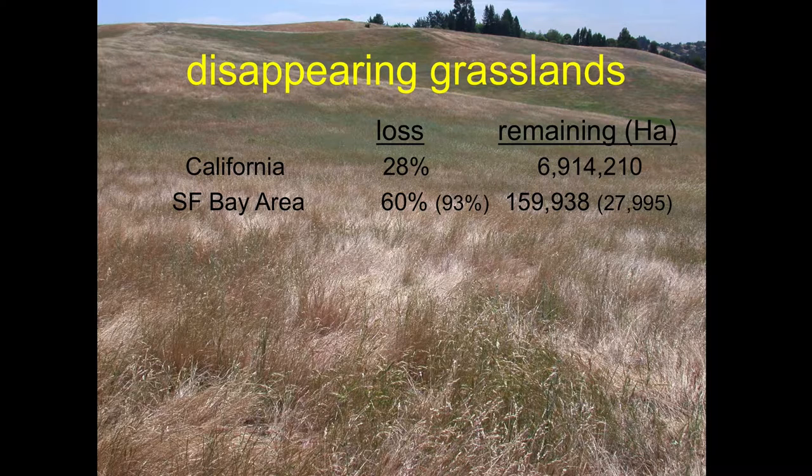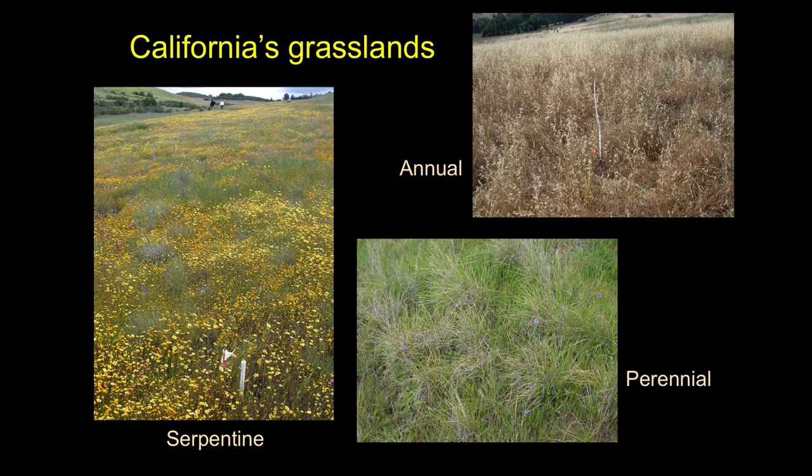If we talk about grasslands that have a relatively high proportion of native species, native grasses, et cetera, we've lost 93% of the historic range in and around the San Francisco Bay Area. Okay, so that's the position that we're in. Those are the cards we've been dealt.